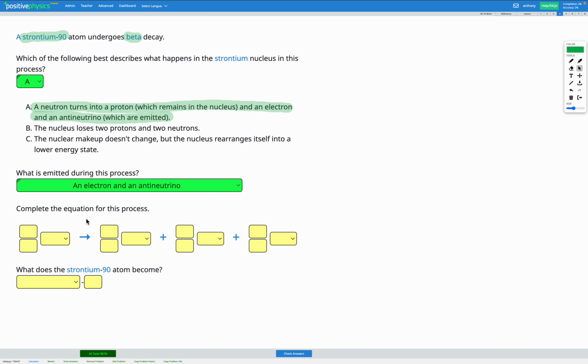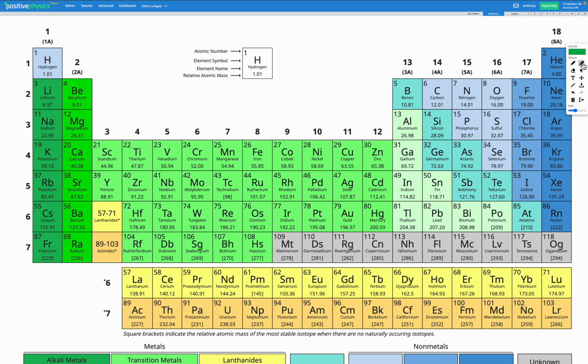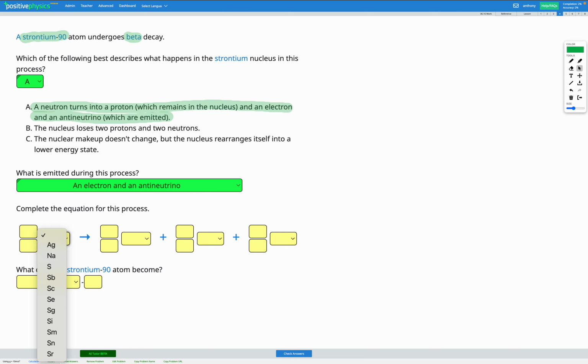Let's head to our reference sheet to have a look at our periodic table. Let's find strontium. Here it is. Strontium has the symbol Sr and it has the atomic number 38. So we're looking for the symbol Sr and the atomic number was 38. And we're told in the question it's strontium-90. Remember, that number is our mass number. So we can go ahead and fill that in our top box, which is the mass number.